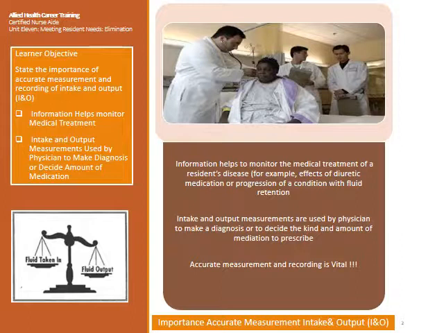Importance of accurate measuring and recording of intake and output is helpful to monitor the medical treatment of residents with certain diseases. For example, the effects of a diuretic medication or any other progressive disease with a condition that would make a resident have fluid retention or edema, swelling. Intake and output measurements are used by the physician to make a diagnosis or to decide the kind and amount of medication to prescribe. Accurate measurements and recording is vital.